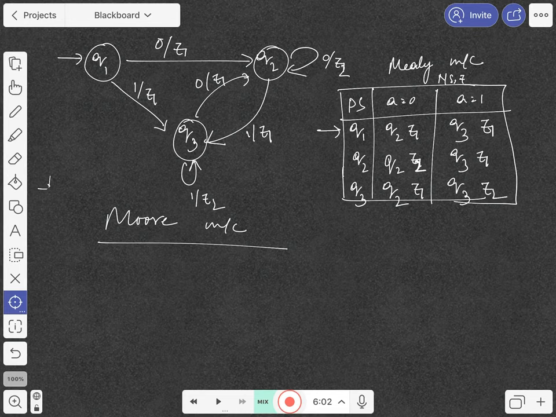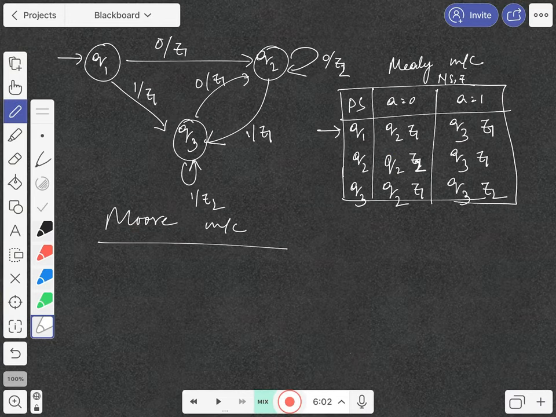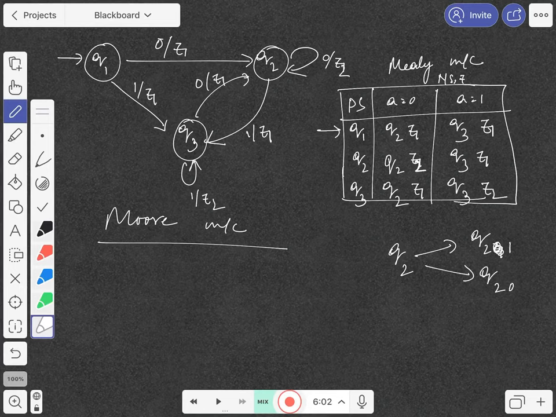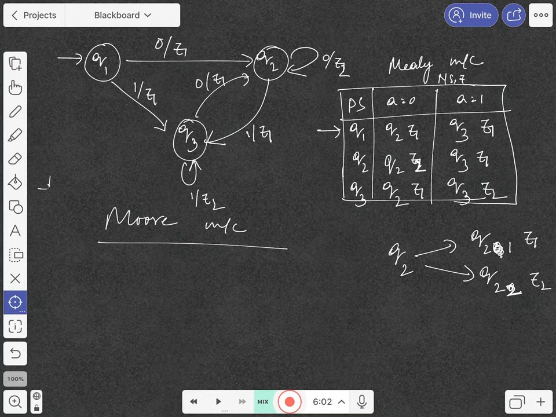Now for Q2, let us check. Here the output is Z1, and here the output is Z2. That means Q2 is producing different outputs. In this case, I have to divide Q2 into two parts. One is Q2 Z1, or in a simplified manner Q2 1, and another is Q2 2. Q2 1 is associated with the output Z1, and Q2 2 is associated with the output Z2.